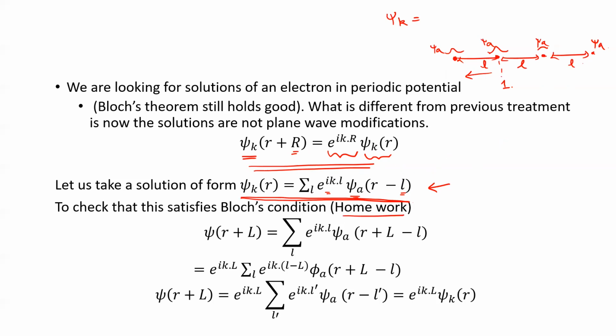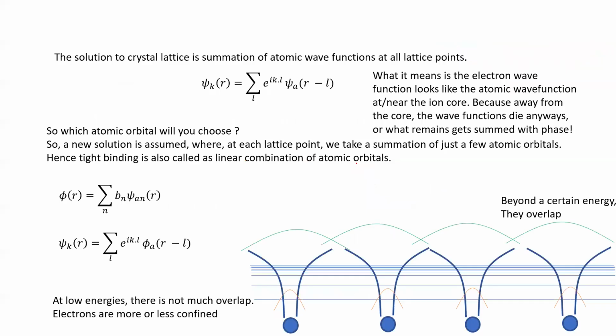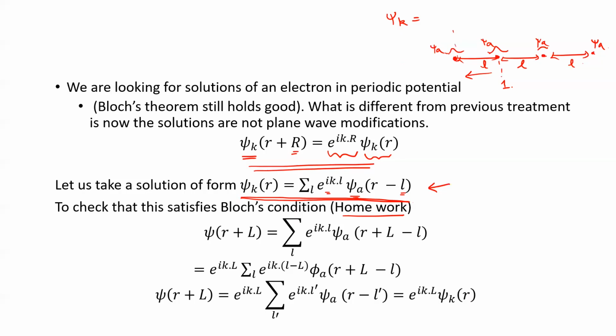So basically, if I assume the wave function at any point to be a summation of wave functions at the entire lattice, then that particular wave function will satisfy the Bloch equation. But the question here is, what wave function will I add? So this psi k is a wave function of an electron in a periodic lattice, and I'm saying it is a summation of atomic orbitals. The question can be, what atomic orbital will I take?